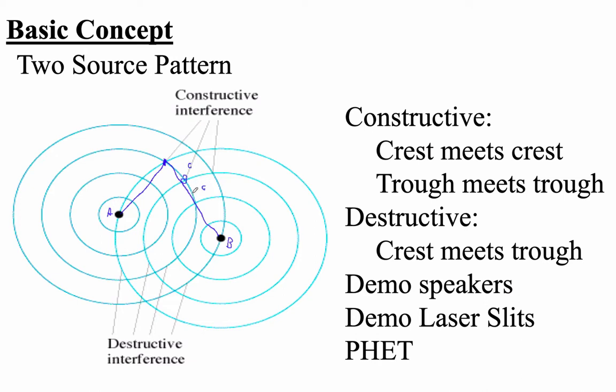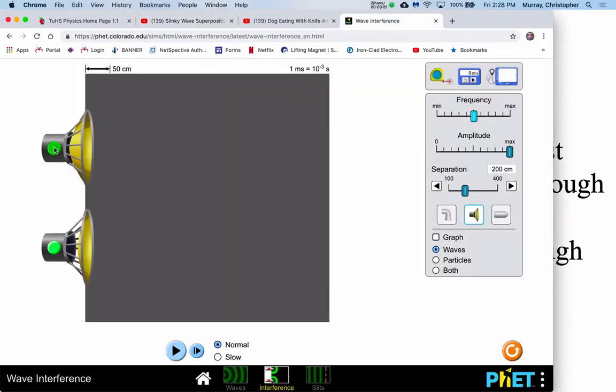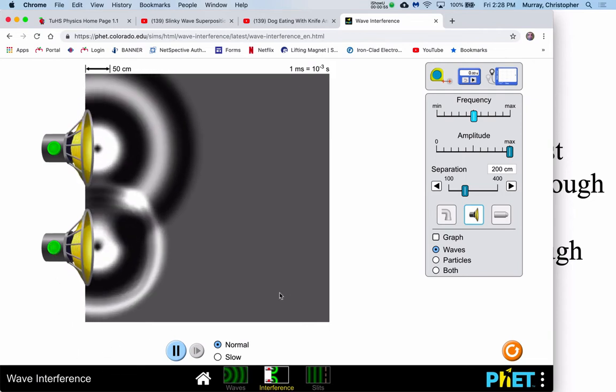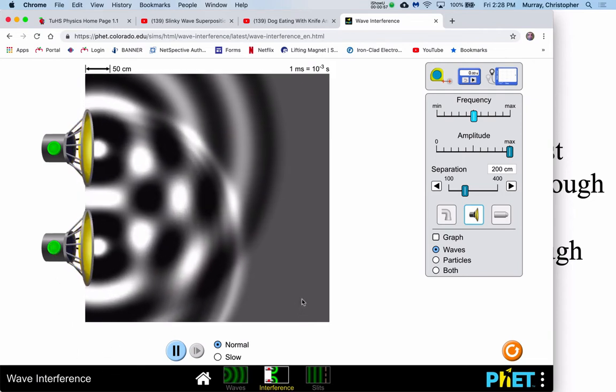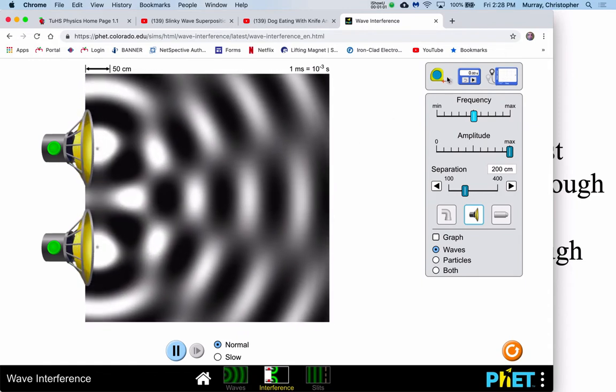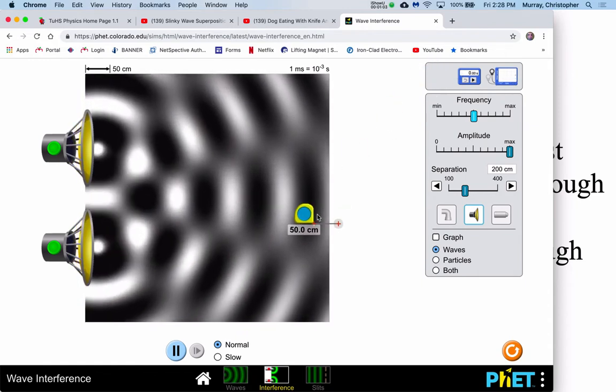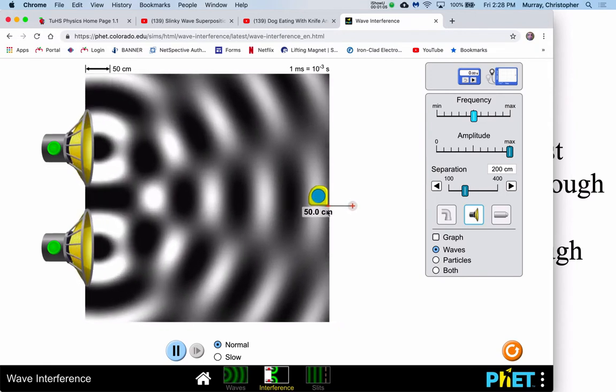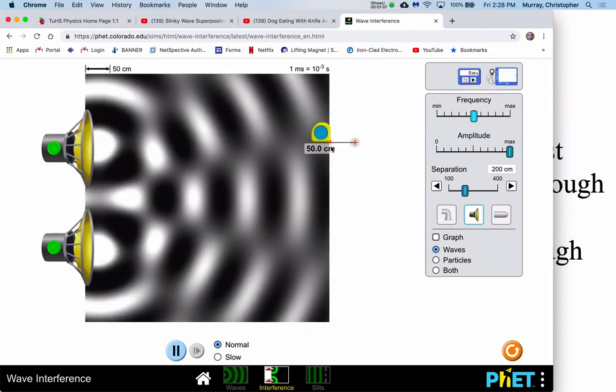Okay. Now let me just show you this. This thing shows you this. So I'm going to turn this simulation on. We'll turn these speakers on. Notice that there's places here like this, right here, where there's a lot of sound energy, and there's places here where there's not so much.